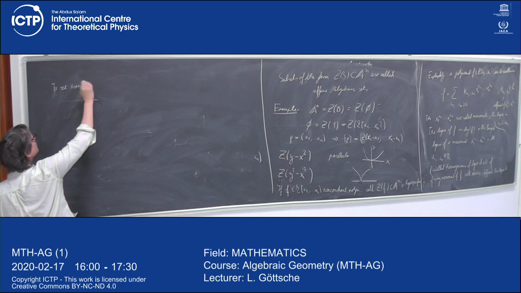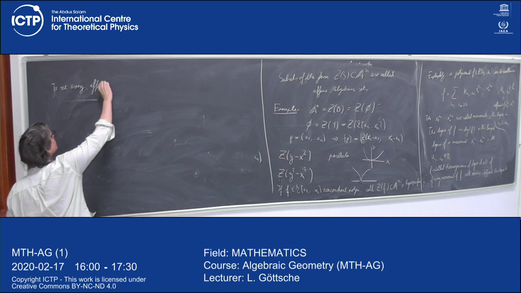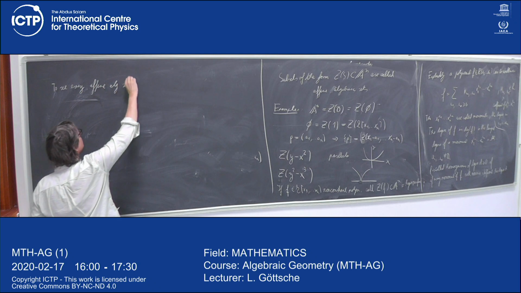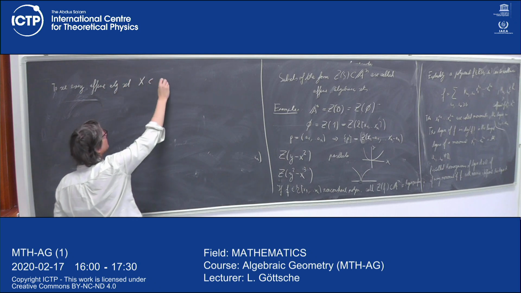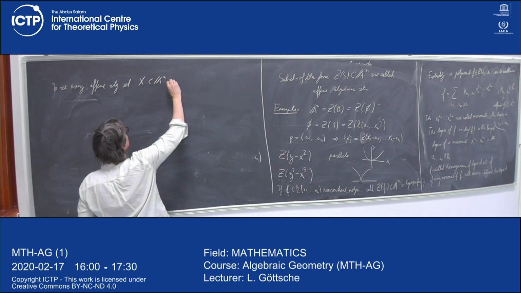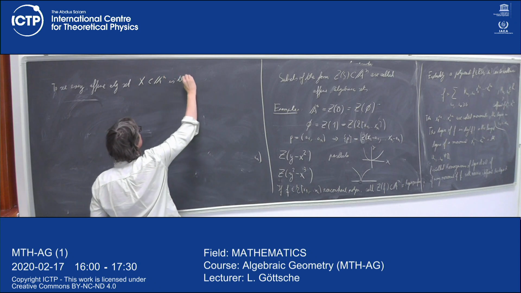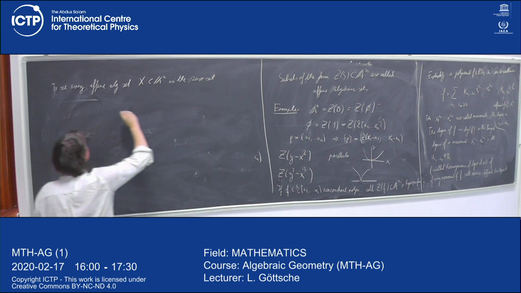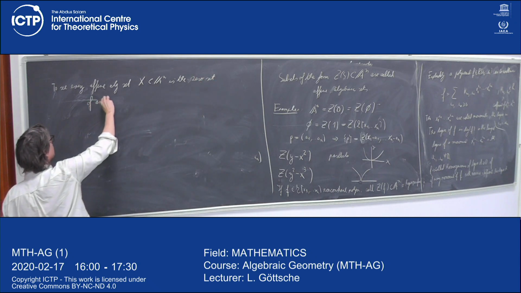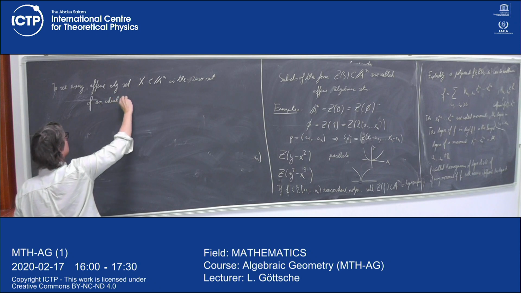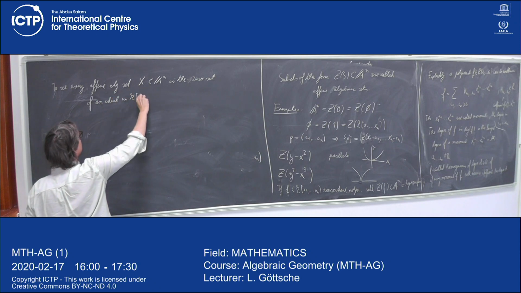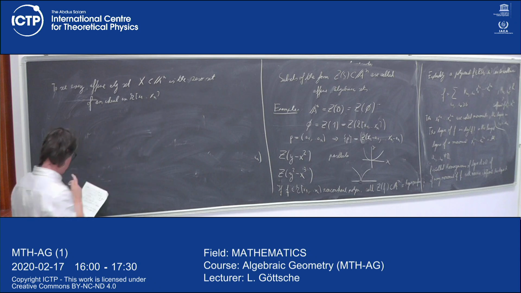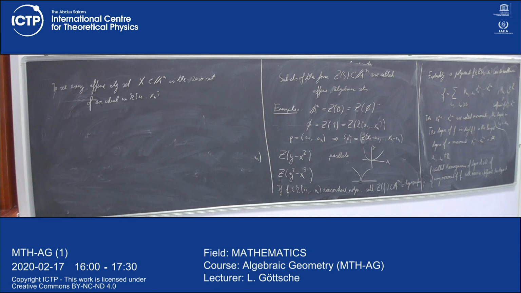So, let's see: every affine algebraic set X in A^n is the zero set of an ideal in k[x1, ..., xn]. It takes almost longer to state than to show.